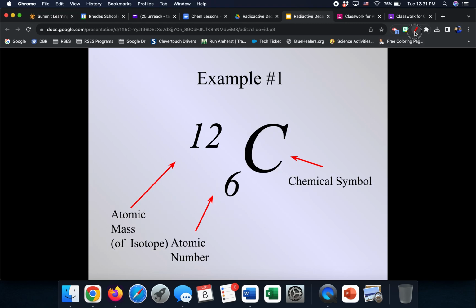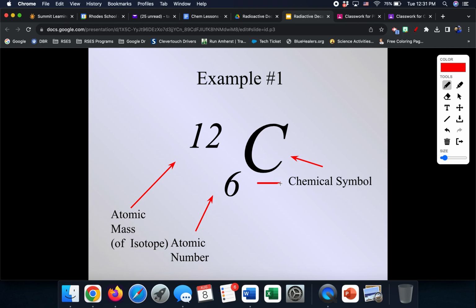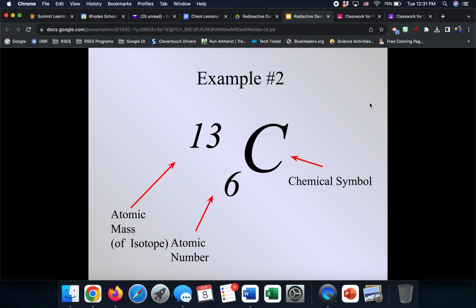And the atomic number is just the number of protons. So in this example here, the chemical symbol for C is carbon. Atomic mass is 12. Atomic number is 6. So that means there's 6 protons. 12 minus 6 gives us the number of neutrons. So subtract these two numbers to find the number of neutrons. In this case, 13 minus 6, there'd be 7 neutrons in this isotope of carbon.